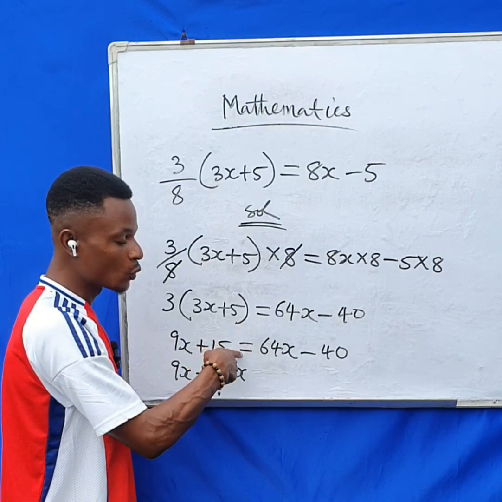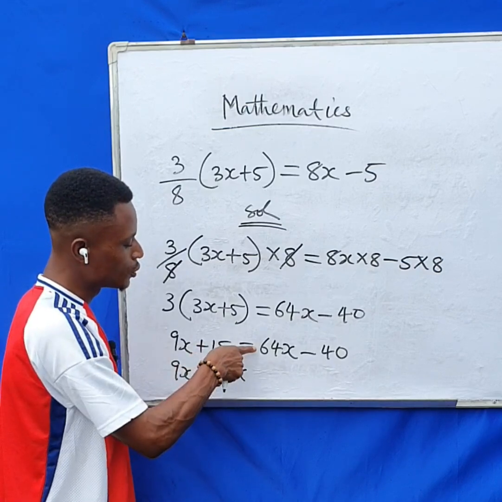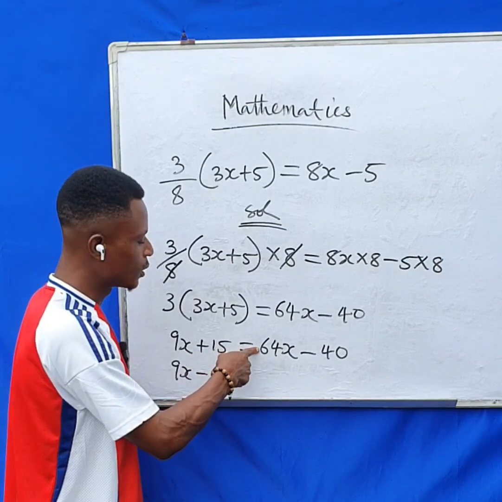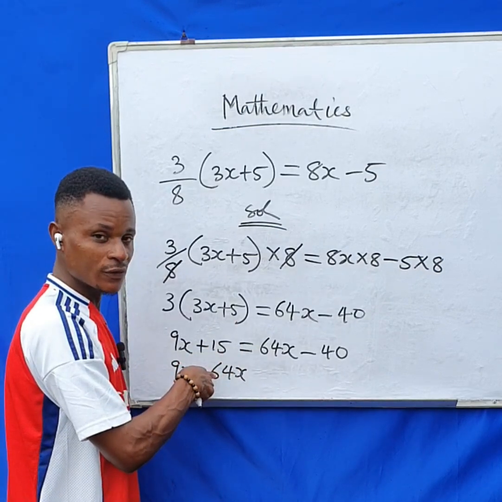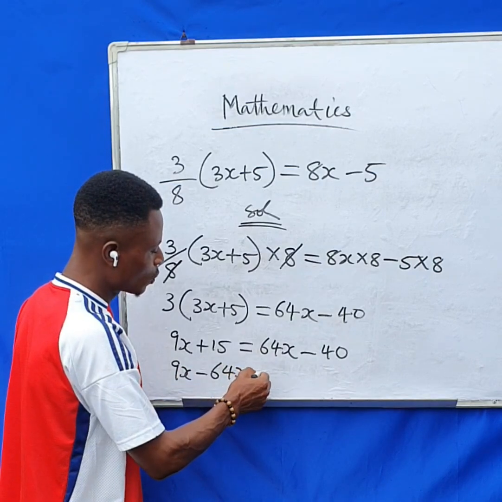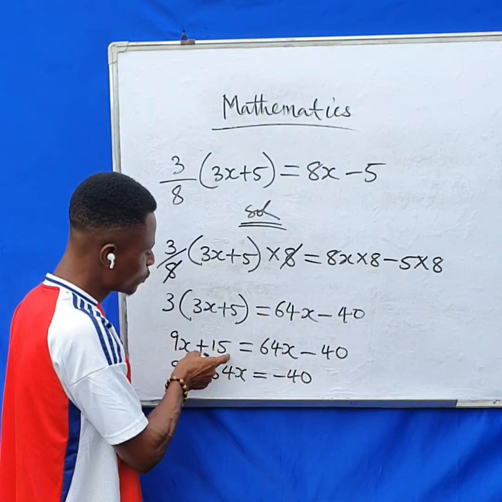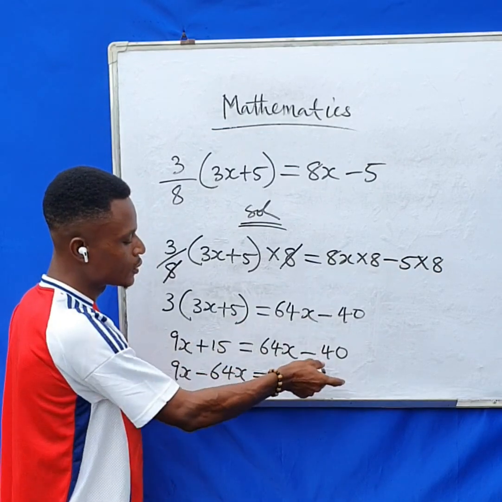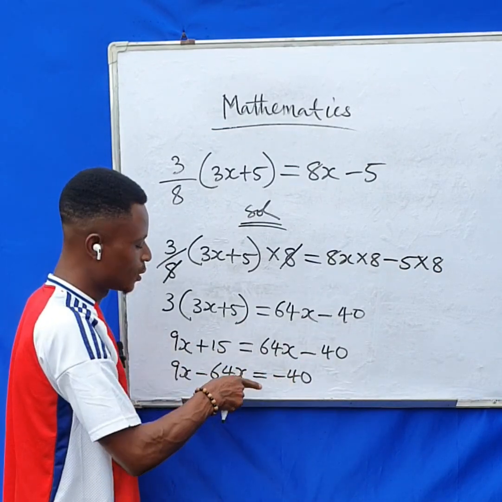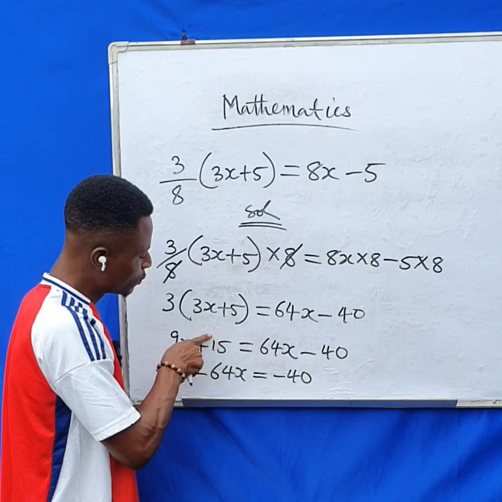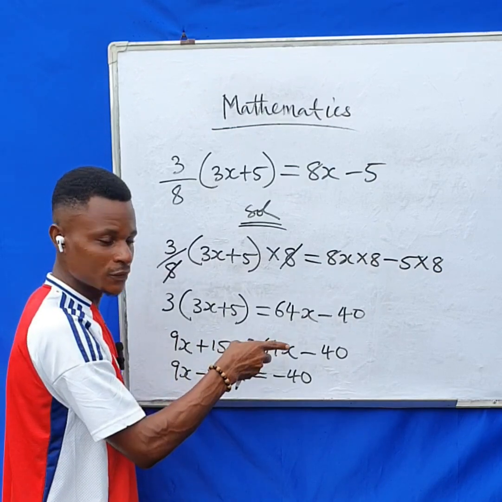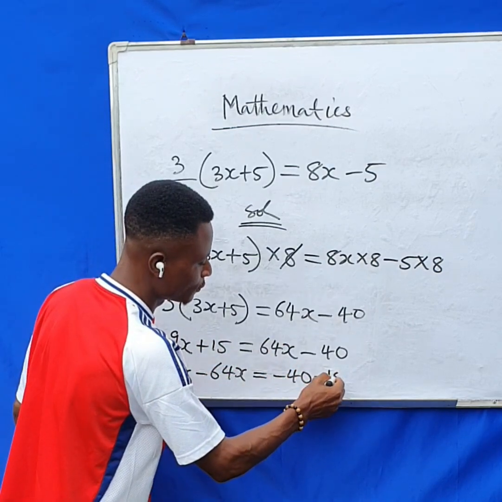Anytime a quantity is crossing the equality sign, the sign will change. This is positive 64x. When it crosses, it changes to negative 64x. Then equal to this negative 40 here. Now this positive 15 will cross over to this side to meet this negative 40. When it does that, it changes from positive to negative, so it becomes negative 15.